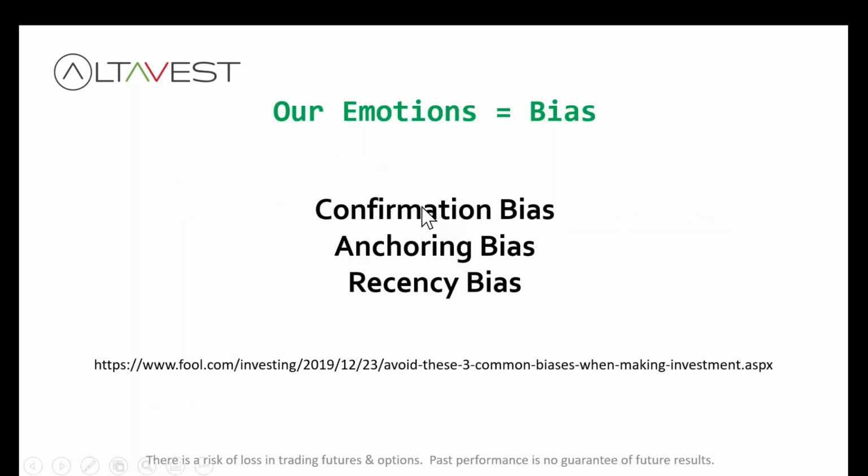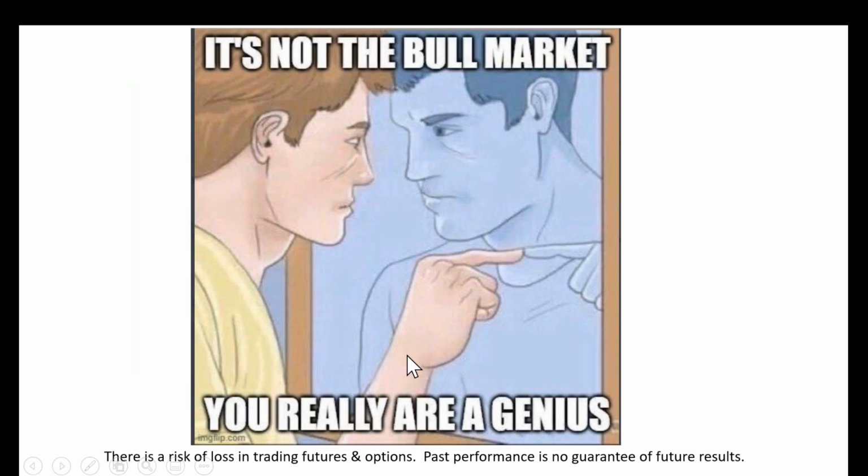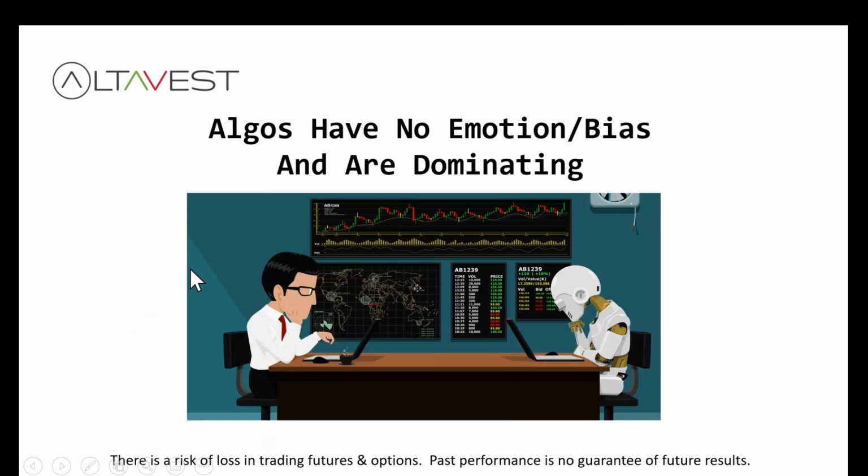There's confirmation, there's anchoring, and recency bias. And I think you kind of get the idea what all these are really referring to. I won't go into all of them, but I think this one image might summarize it quite well. When things are going well, we tend to think we're a genius, look at ourselves in the mirror and get quite proud. So we want to avoid that. It's going to end up putting you in a lot of trouble.